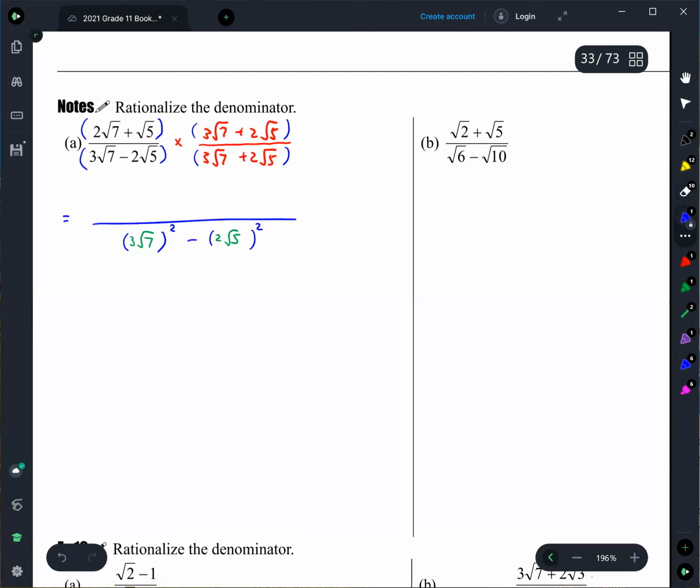So let's start with first one times first one. Okay, we'll go over one by one. So we'll start with 2 root 7 times 3 root 7. So, what do you get? 2 root 7 times 3 root 7. What's that? 2 root 7 times 3 root 7 is like 6 times 7, so 42. Yep. Okay. I'm just going to write 6 times 7 for now. And then let's go to the next one.